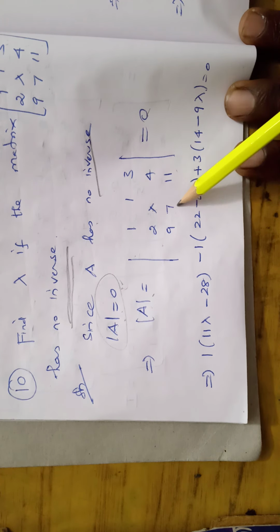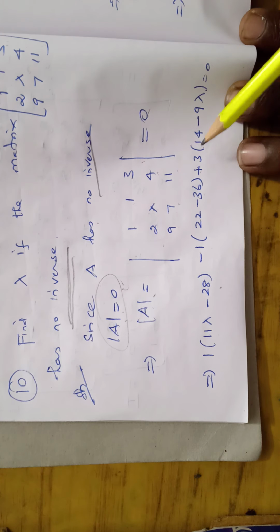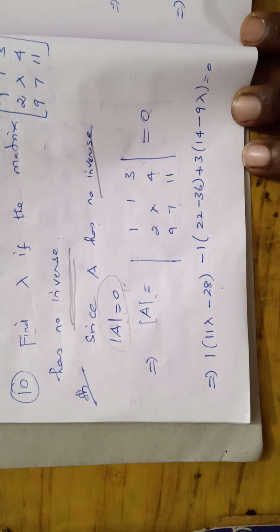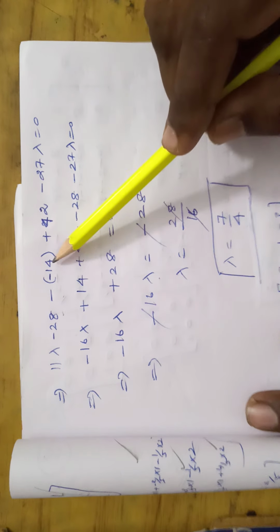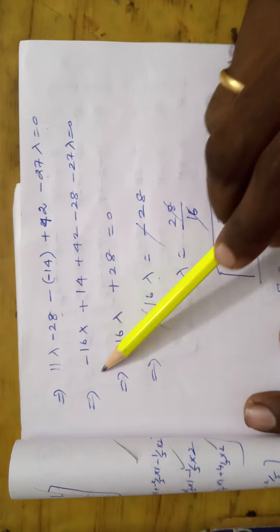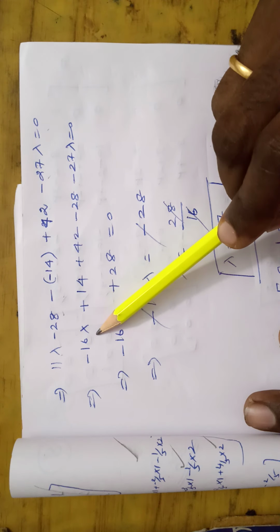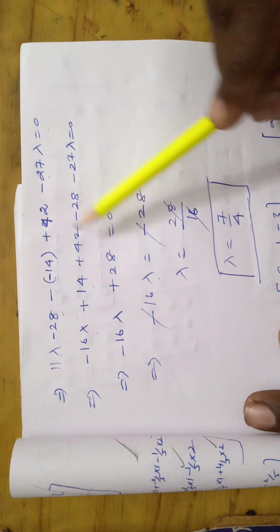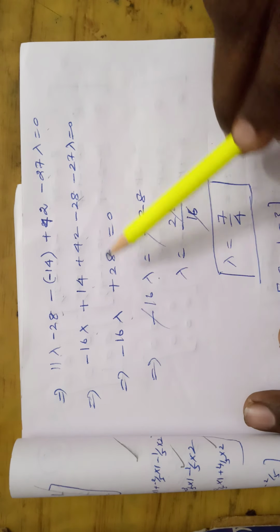So, 1 into (11 lambda minus 28), minus 1 into (22 minus 36), plus 3 into (14 minus 9 lambda) equals 0. Continuation: 11 lambda minus 28 minus into minus 14 plus 42 minus 27 lambda equals 0, which implies 11 lambda minus 27 lambda is minus 16 lambda, and minus 28 plus 14 plus 42 is 28.